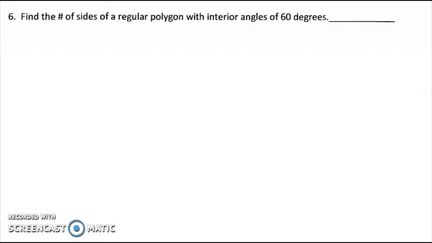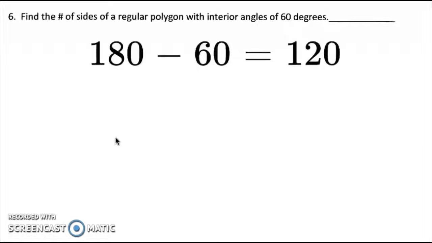So 6 says, find the number of sides of a regular polygon with interior angles of 60 degrees. Now, the first thing we want to do is to find one exterior angle, because if you divide 360 degrees by one measure of the exterior angles, it will give you the number of sides, and we're given one interior. We know that the interior and exterior angles form a linear pair, so they add up to 180. So we subtract 60 from 180, and we get 120. And 120 is the measure of one exterior angle.